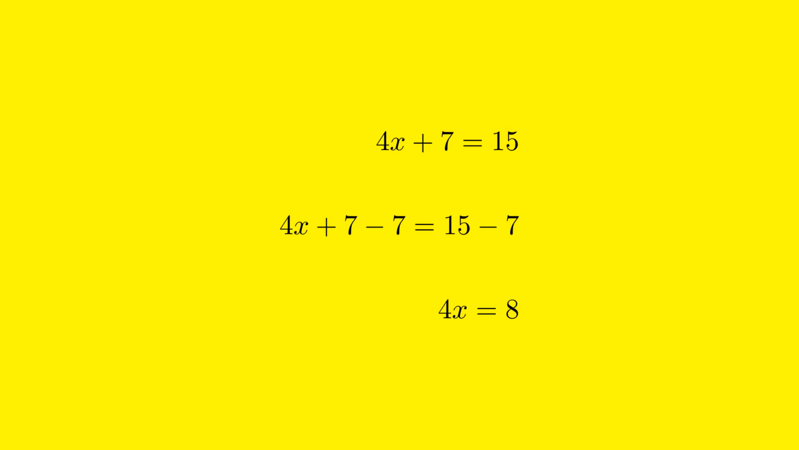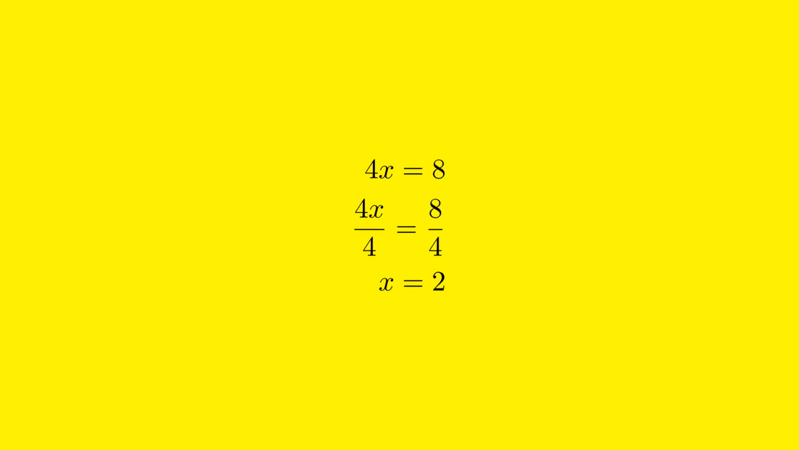4 times x plus 7 minus 7 equals 15 minus 7. On the left side, the plus 7 and the minus 7 cancel each other out, leaving us with just 4 times x. So we now have 4 times x equals 8. In this step, what we have done is simplified the equation by eliminating the constant term on the same side as the variable. Now the equation is much simpler and closer to solving for x.